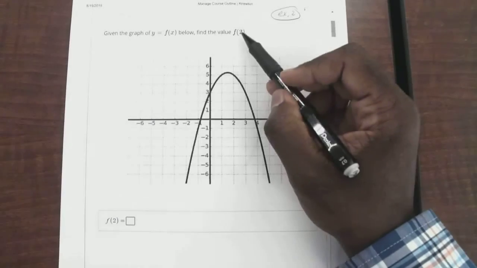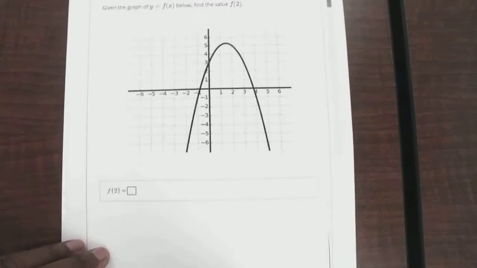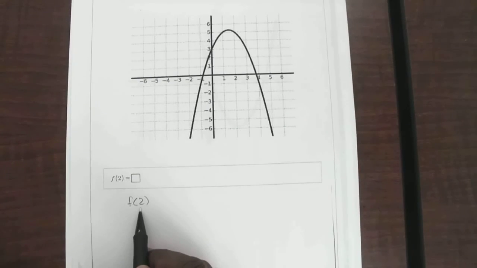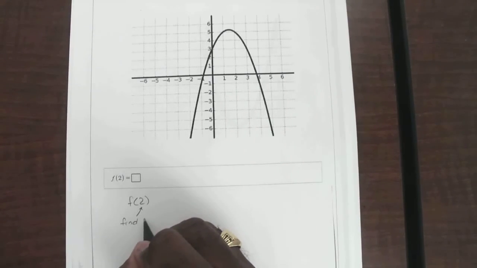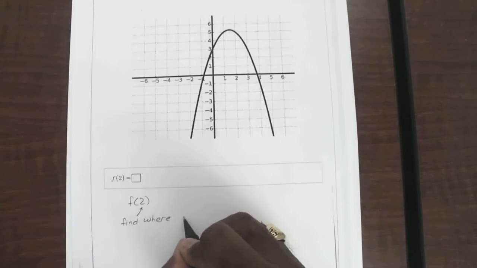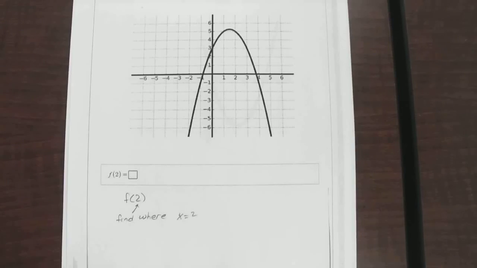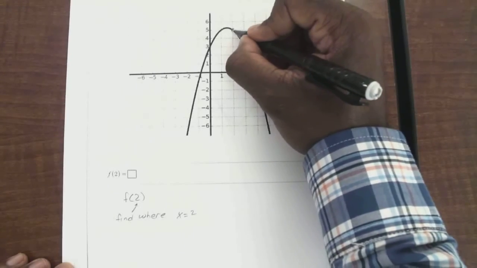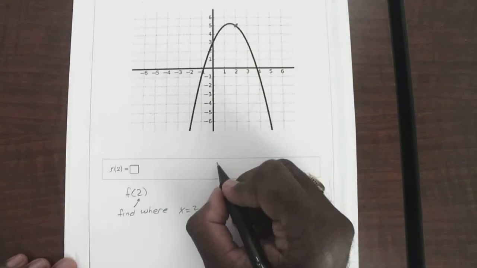Okay, so here, they want to find the value of f of 2. So for f of 2, you just want to find the value where x is equal to 2. So find where x equals 2. So here your x is equal to 2. Yep, it means it's 5. So f of 2 is equal to 5.